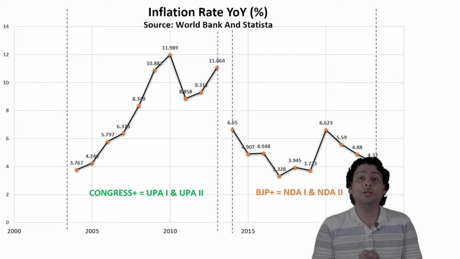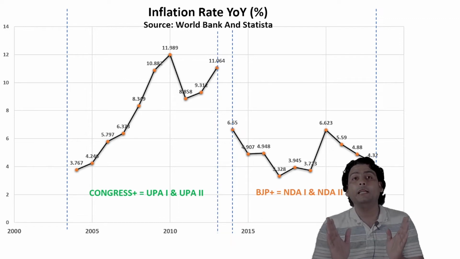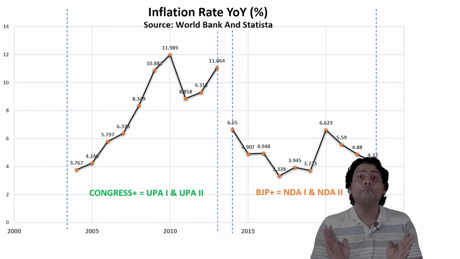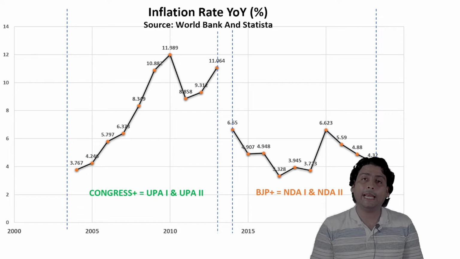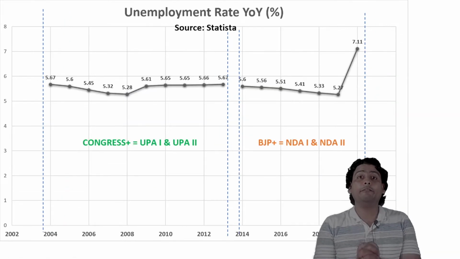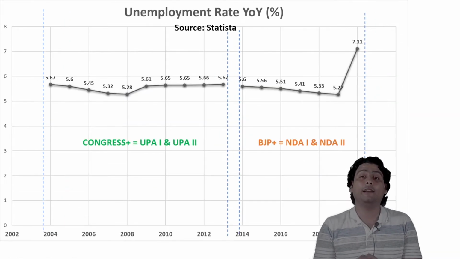We eat food to survive, to be alive, and the prices of food products are really low as compared to what it was way back in the UPA government's tenure. No doubt the BJP government has succeeded in keeping the prices of necessary commodities within the reach of a common Indian man. The third factor is unemployment rate.